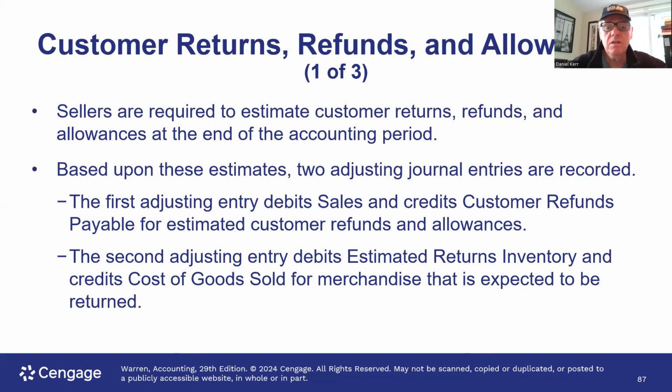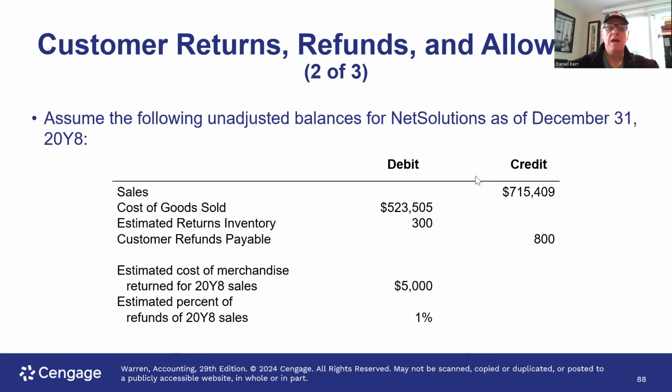And then, if we're going to adjust the sales for the amount that's going to be returned, we also have to anticipate how much inventory is going to come back to us, and we're going to have to make an estimate of that amount as well. So we're at two entries here. Let's look at the fact pattern. Let's assume we have an unadjusted trial balance at the end of December for this year. These were the credit sales.